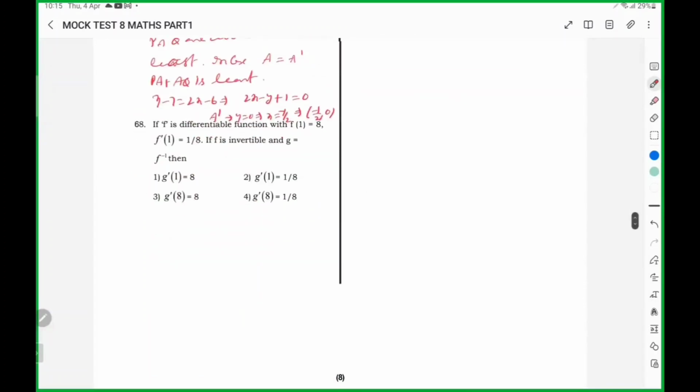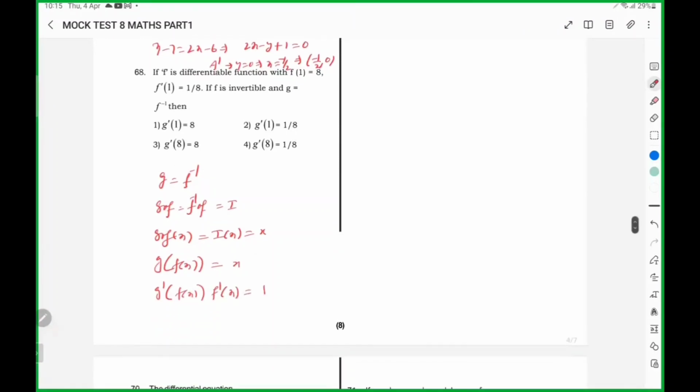Here f is differentiable. G is f inverse, which means G circle f is the identity. So G circle f of x is I of x, which is x. G of f of x is x. Differentiating, G dash of f of x into f dash of x is 1. So what you have to find out is G dash of f of 1 into f dash of 1 is 1.